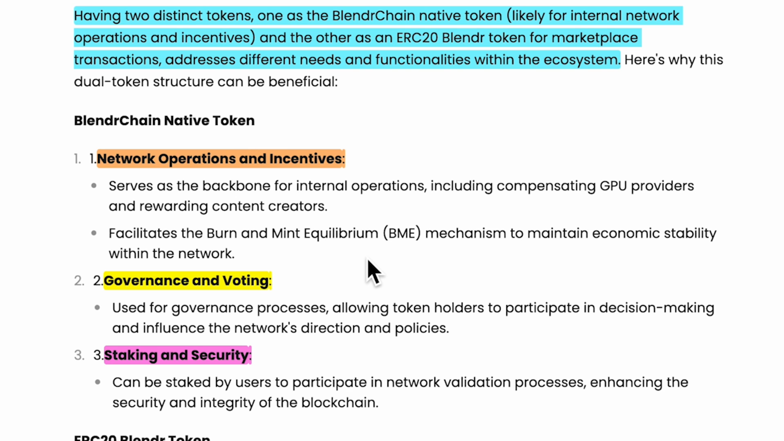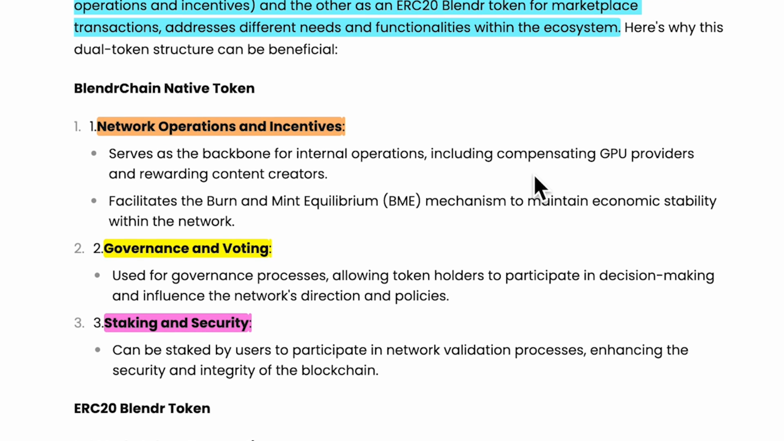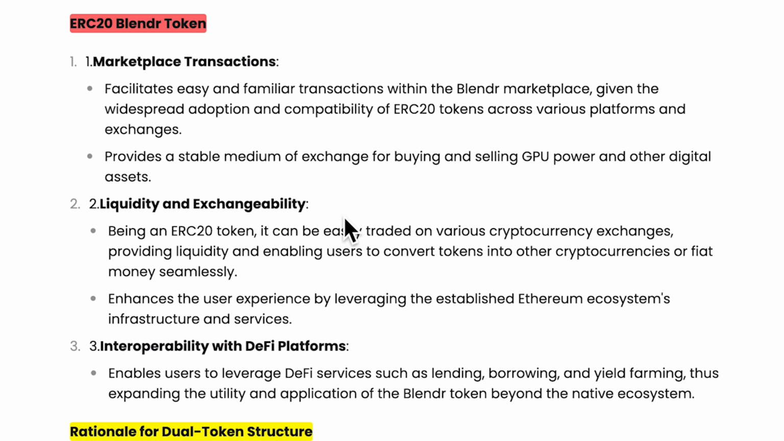Blendr chain's native token, BME: network operations and incentives. It serves as the backbone for internal operations, including compensating GPU providers and rewarding content creators, and facilitates the burn and mint equilibrium (BME) mechanism to maintain economic stability within the network. Governance and voting: used for governance processes, allowing token holders to participate in decision-making and influence the network's direction and policies. Staking and security: it can be staked by users to participate in network validation processes, enhancing the security and integrity of the blockchain. Obviously, many of you are familiar with the benefits of being within the ERC20 ecosystem, the Ethereum ecosystem, the EVM-compatible tokens. There's a benefit to that.